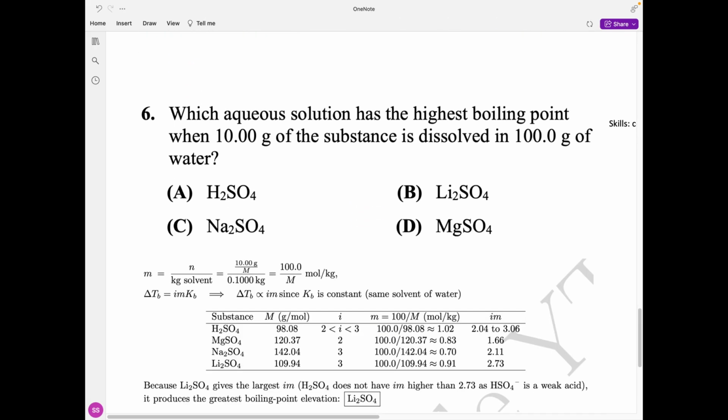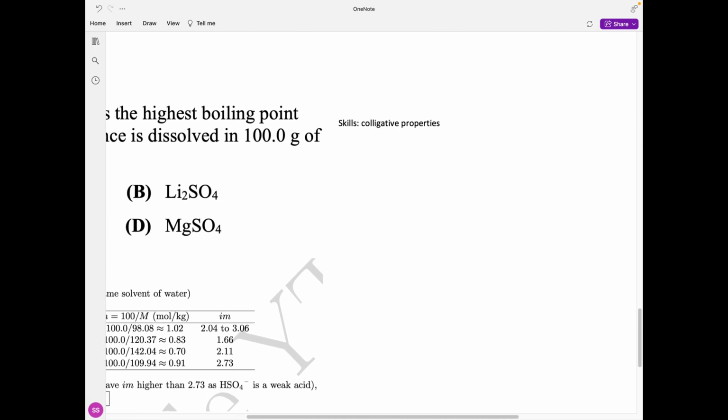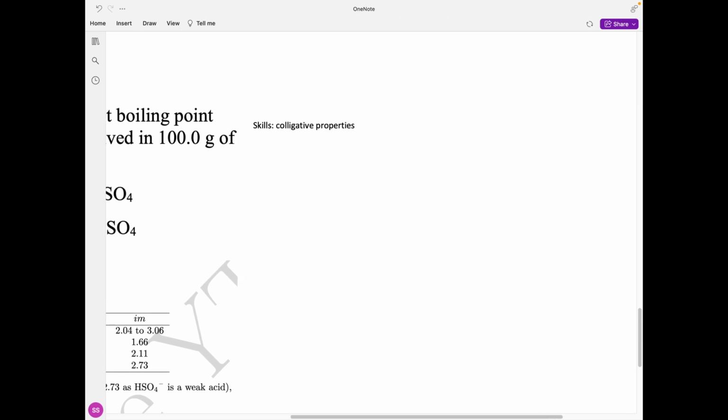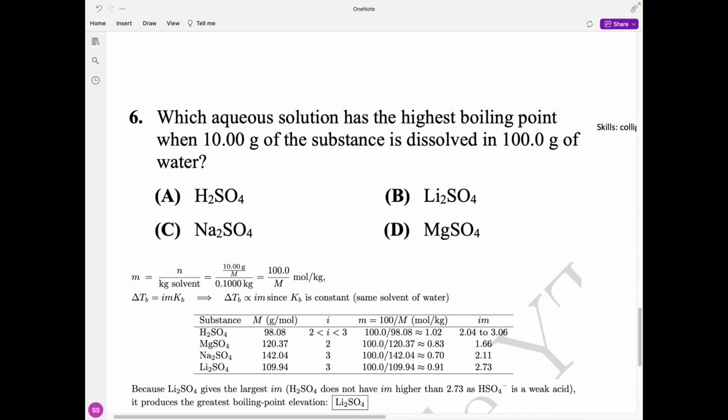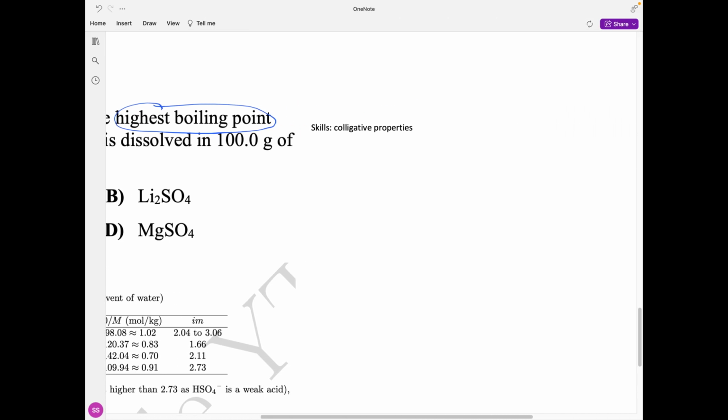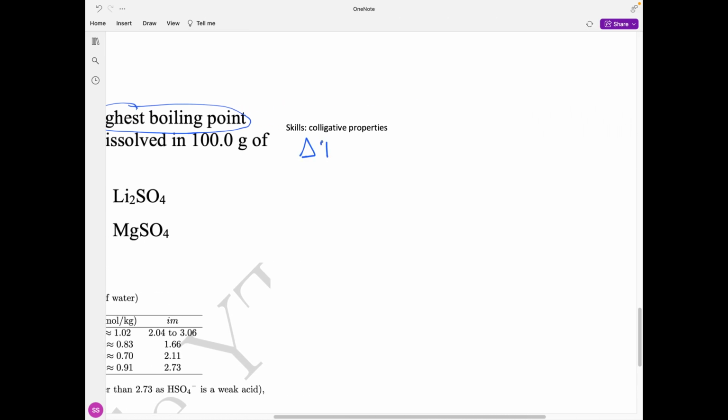Now for question 6, this is a colligative properties problem. Colligative properties are properties of a solution that depend on the amount of solute dissolved, not the actual properties of the solute. The equation that we're looking for here, since it asks for the highest boiling point, is that the change in boiling point is equal to the Van 't Hoff factor times molality times Kb.